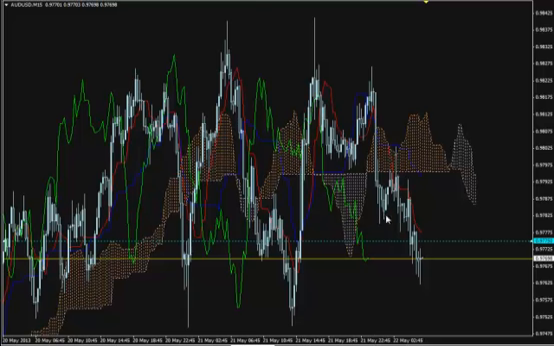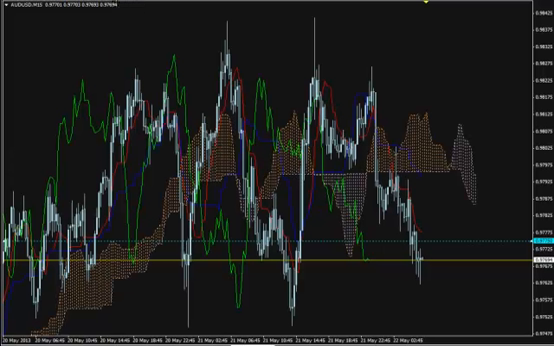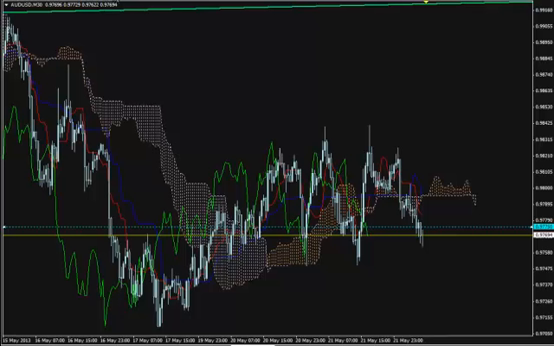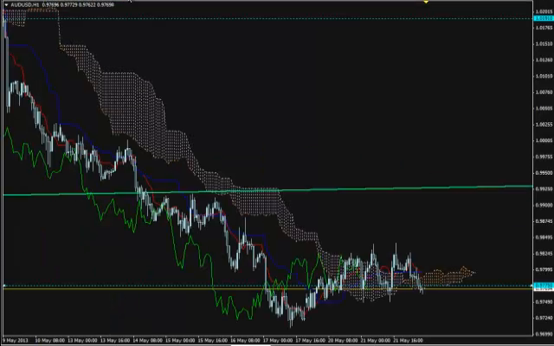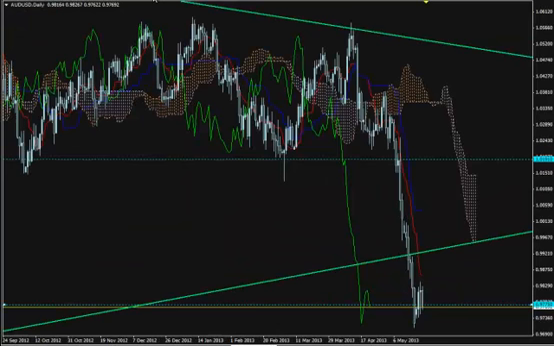So this is it. Let's recap. M5 bearish, M15 bearish, M30 bearish, H1 bearish, it's about to have a bearish Kumo breakout, H4 bearish, daily bearish. Enter short and happy pips.